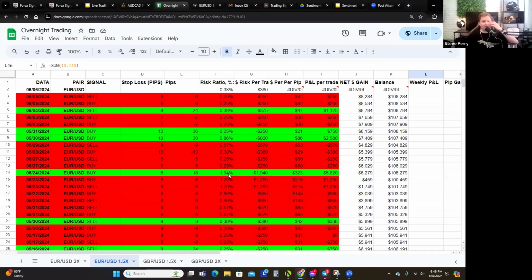The biggest trade I ever had to take was on the 24th of May, and I had to do a 1.94% max risk trade. And the biggest equity drawdown was about 6% max equity drawdown. And that's okay. That's pretty normal stuff.